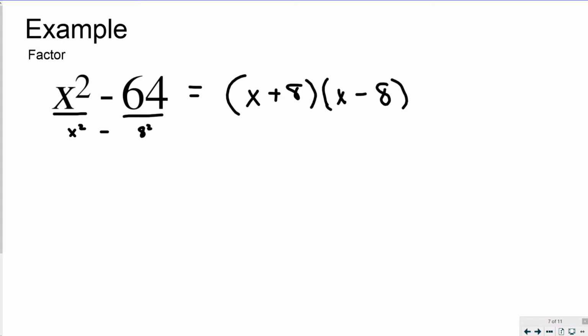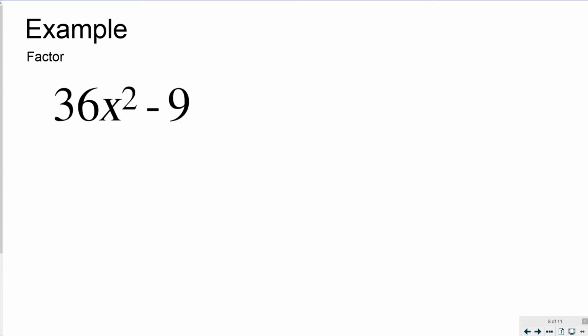So let's take a look at a little more complicated example. So I have 36x to the second minus 9. So this is what I was talking about when it gets a little more complicated. We don't have just a variable out front. We have a coefficient times the variable minus a number. So this formula can still work for any case where we have a coefficient as long as this coefficient is a square as well. If this is a square number, then the difference of two squares will still work.